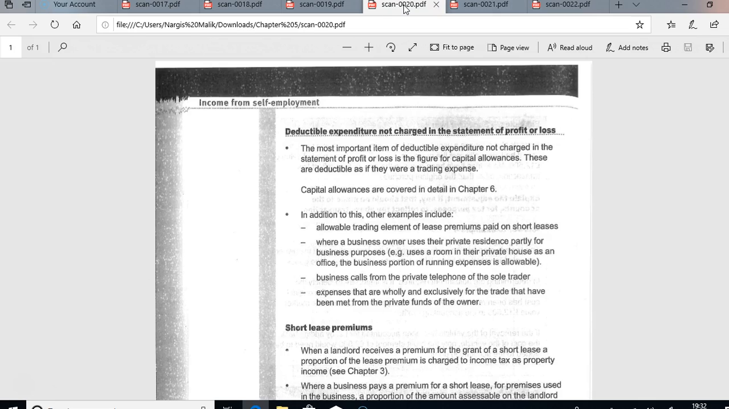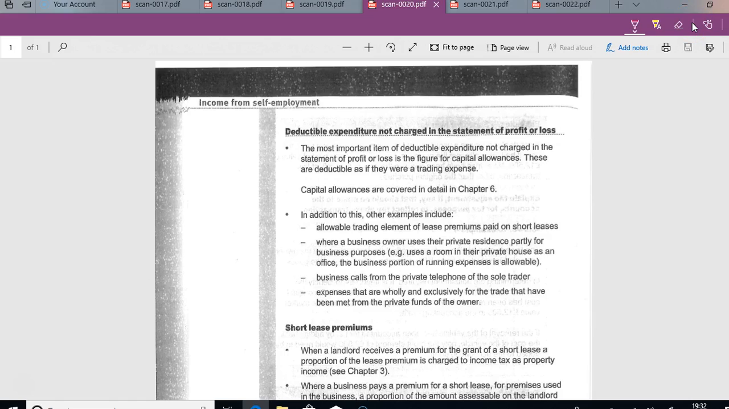Capital allowances we will come to in the next chapter. We'll probably do this on Friday. Capital allowances are very important. And then we're going to talk a little bit about short lease premiums. I've already talked about this from the point of view of the tenant and the landlord, and we're going to expand on it now by doing an example.